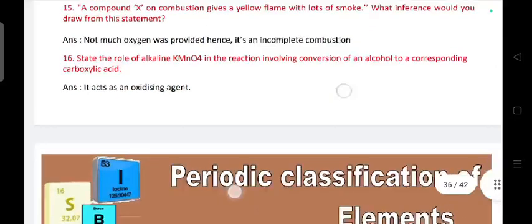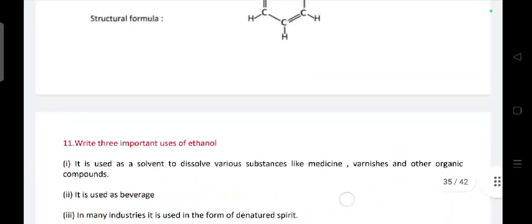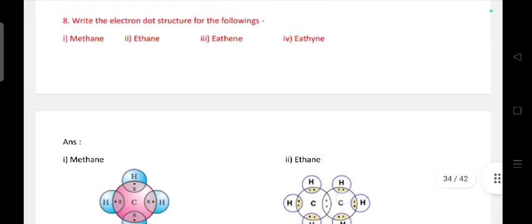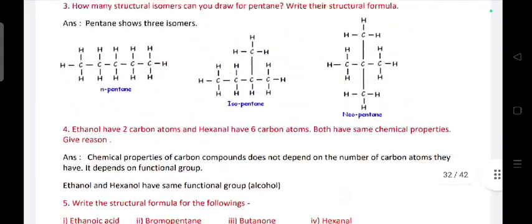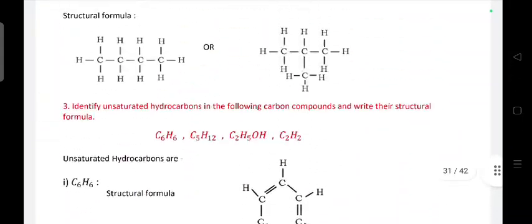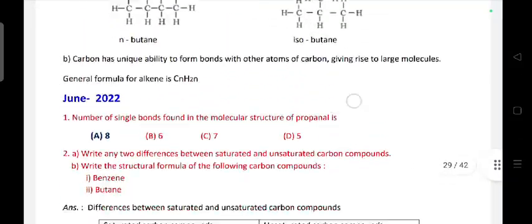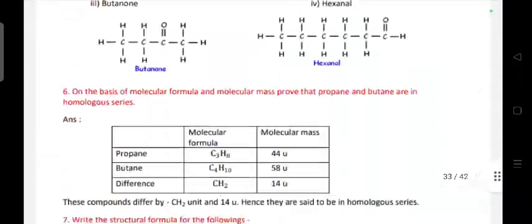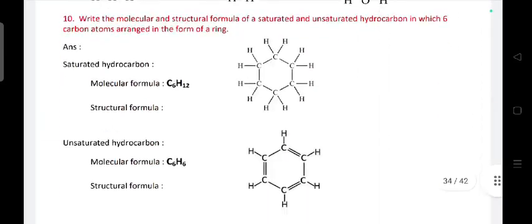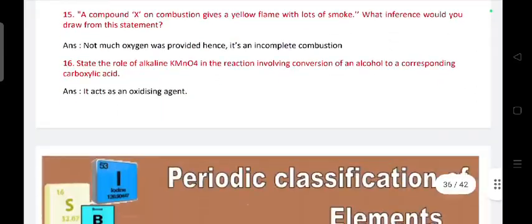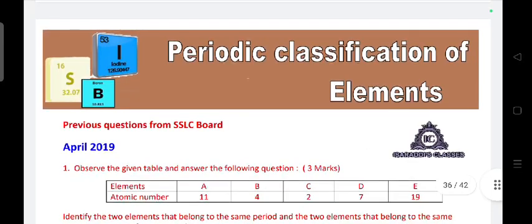So this is the chapter of carbon and its compounds, a very important chapter. Practice all these questions, including previous years' questions and the likely questions for 2024, all chapters. Practice this, so you can score. If you practice all my chapter-wise important questions in biology, physics and chemistry, you can score 75 plus.